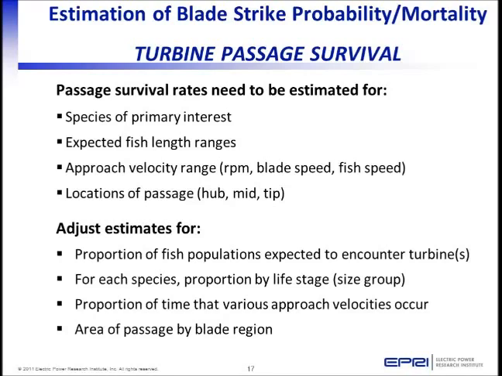Passage survival rates need to be estimated for the species of interest, fish length, the approach velocity, and the locations of passage, as we've seen in the previous slides. And we also need to adjust estimates for the proportion of the fish population expected to encounter the turbines. That is, how many fish actually pass downstream or upstream in an area removed from the location of the turbine. We need to adjust estimates for the species and the life stage, their size group, and the proportion of time that the various approach velocities occur. Of course, in a tidal scenario, the fish may be present and exposed to the turbine when currents are slower and the turbine is actually turning more slowly. And then also the area of passage by blade region. For a given distance from the center line, the area affected increases. Next slide.